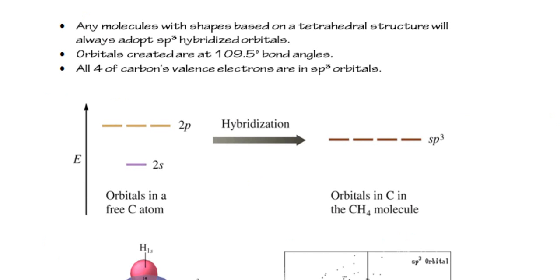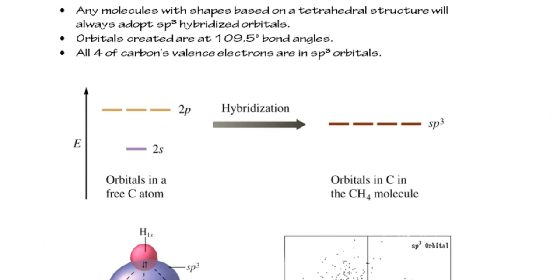Okay, so here again, here's what we're doing. In the free carbon atom, we would have had electrons distributed like this: 1, 2, 3, 4. But when we're ready to bond, carbon will hybridize those orbitals into 4 equal energy sp3 hybrid orbitals. And we're going to put one of those valence electrons in each of these 4 hybrid orbitals.